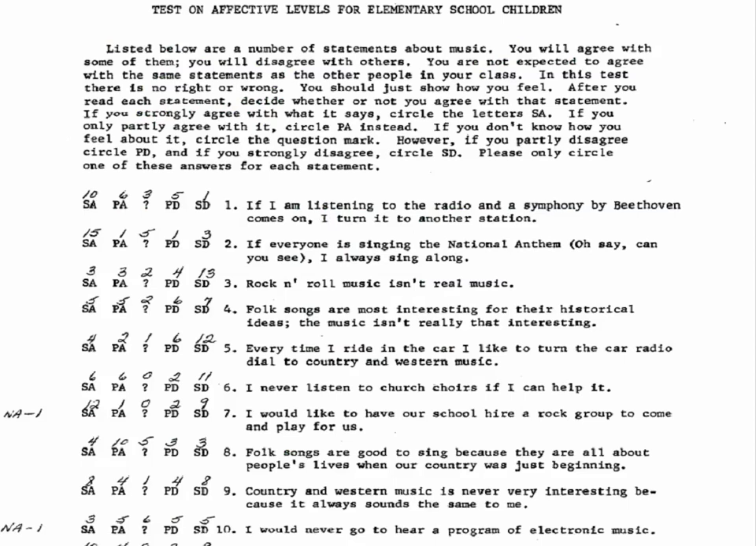This was designed for elementary school children. The numbers on the left are actually data points. It was trying to get a general sense about their, again, music sensitivity, appreciation. We called it affective levels when we collected this.